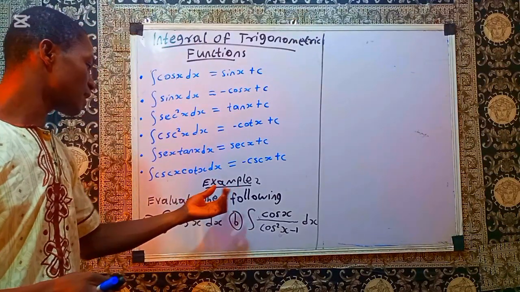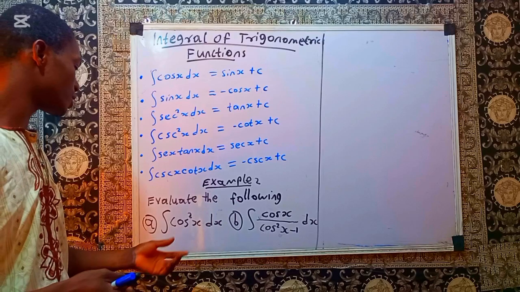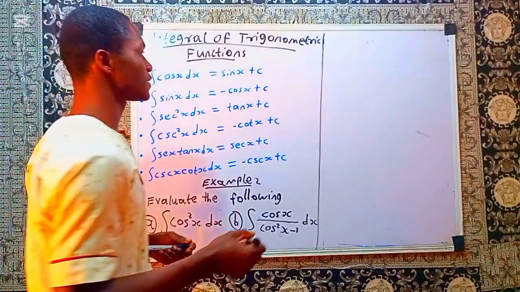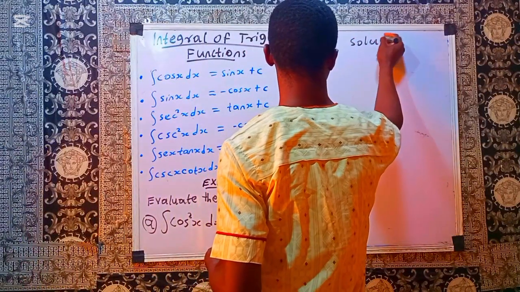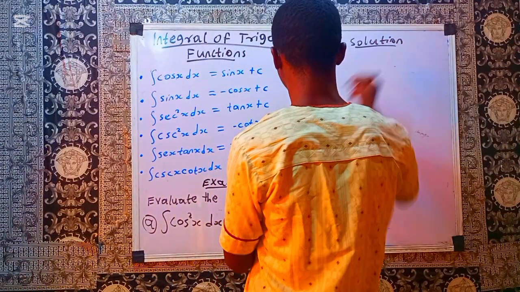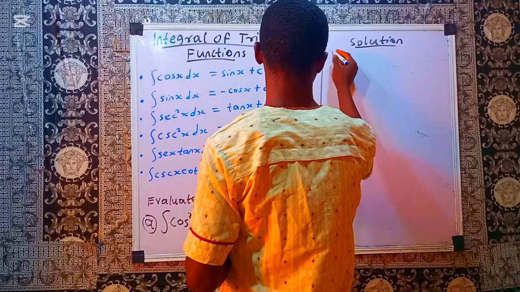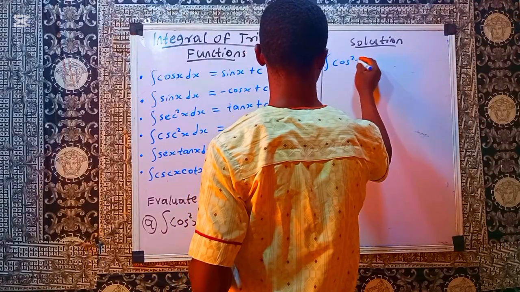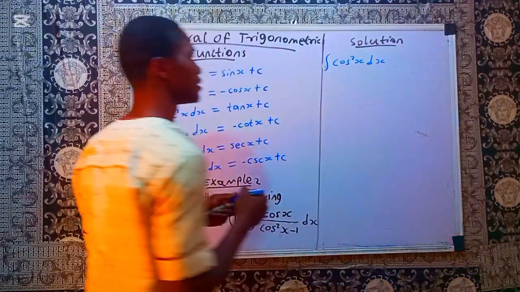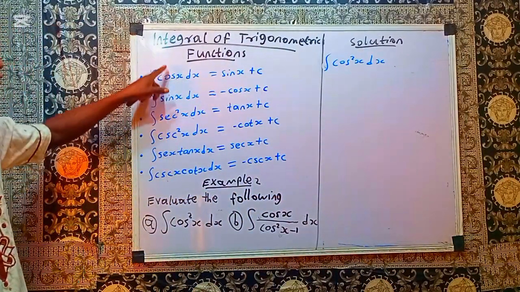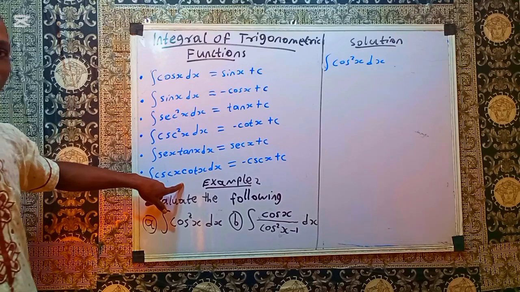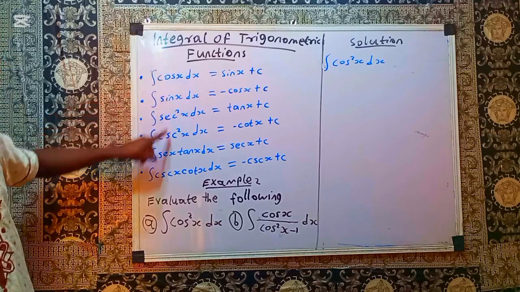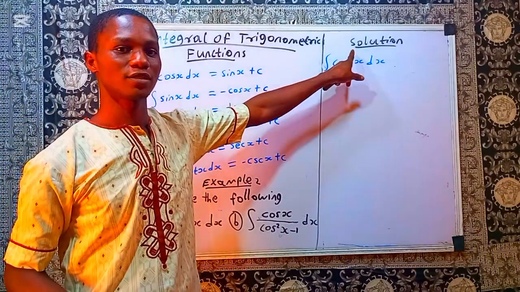So looking at this example, they ask us to evaluate the following. The first question is integral of cos squared x with respect to x. So we have integral of cos squared x with respect to x. But from the basic integrals of trigonometric functions I wrote down here, I don't have integral of cos squared, right?